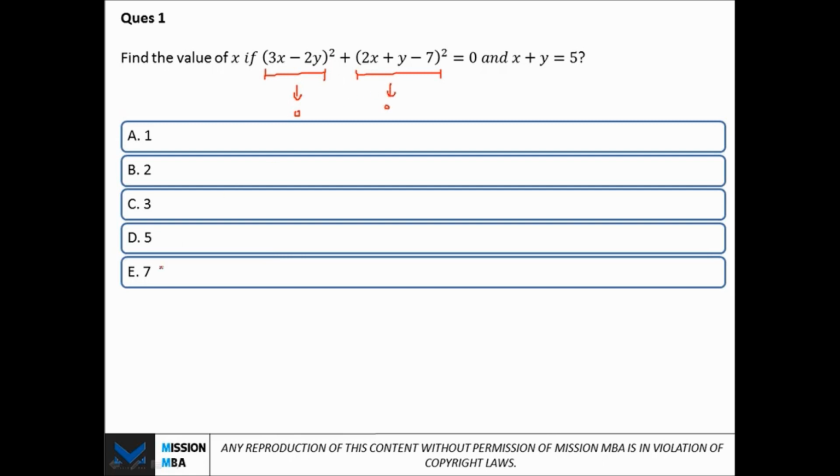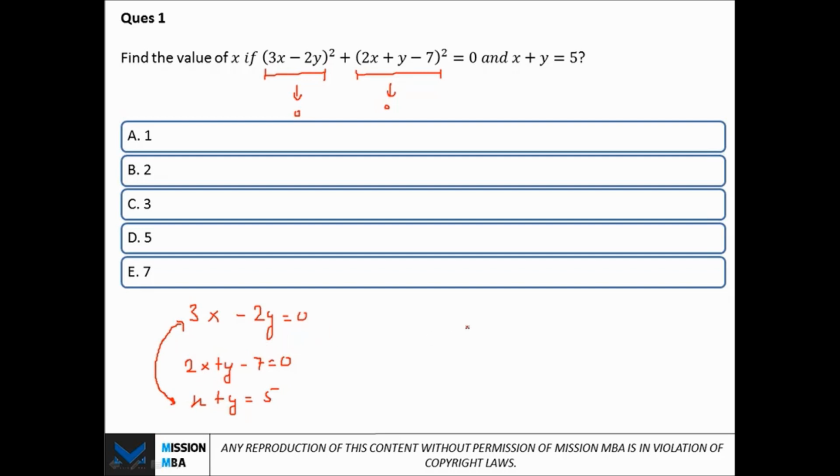And once I get to it, I have three equations. Very simple. 3x minus 2y is 0. 2x plus y minus 7 equals to 0. And x plus y equals to 5. Simply pick up any two which you find easy and go ahead and solve. I'm picking up these two because I feel that these two are the simplest ones.